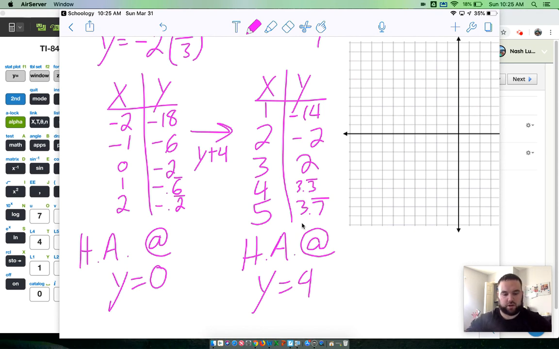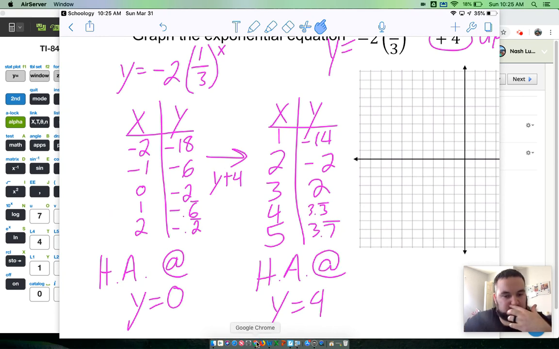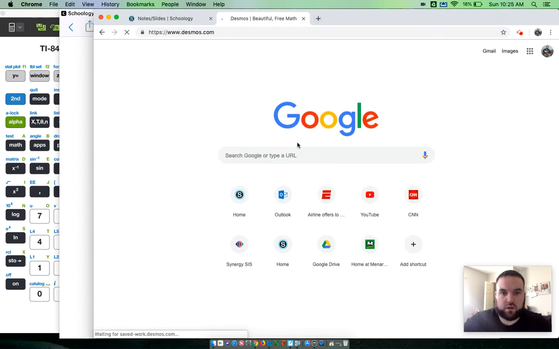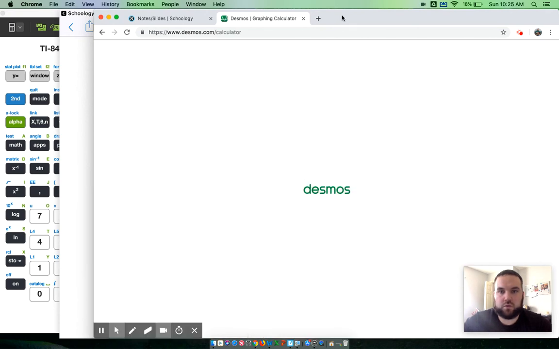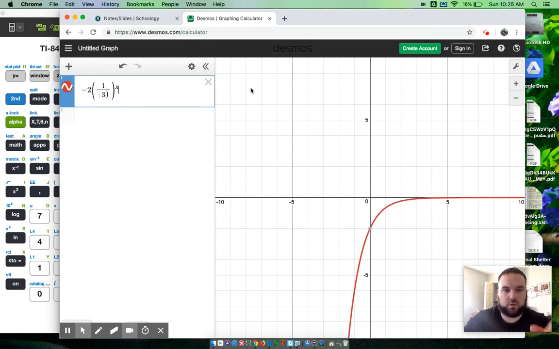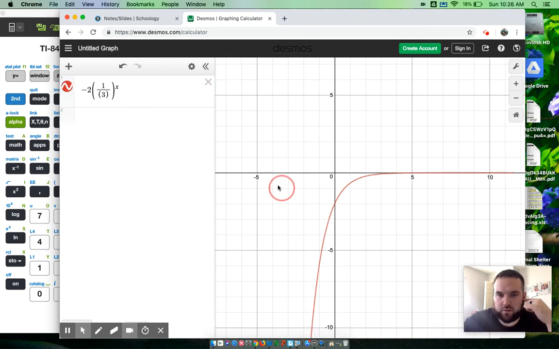Okay. So I want to show you what this looks like real quick. I'm going to use DESMOS for this instead. So if I go to DESMOS and I type in the original function, which was negative 2 times 1/3 to the x power. Okay, so you see the exponential decay here. I'm going up and flattening out towards 0. There's my y-intercept of 0, negative 2.